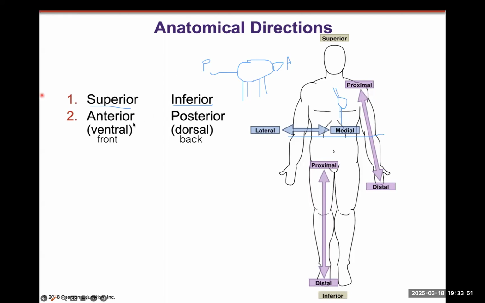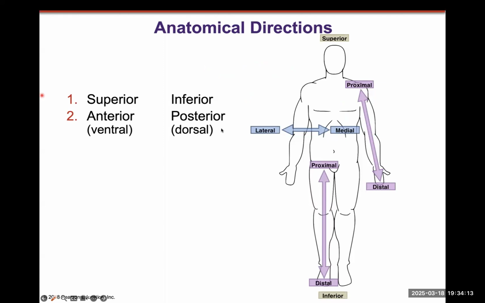So if we're talking about ventral and dorsal, dorsal is going to be up here, and then the ventral is going to be here, because that's where the belly is. So it's completely different in other animals, but since we're talking about humans, just make sure you use the human figure for reference.